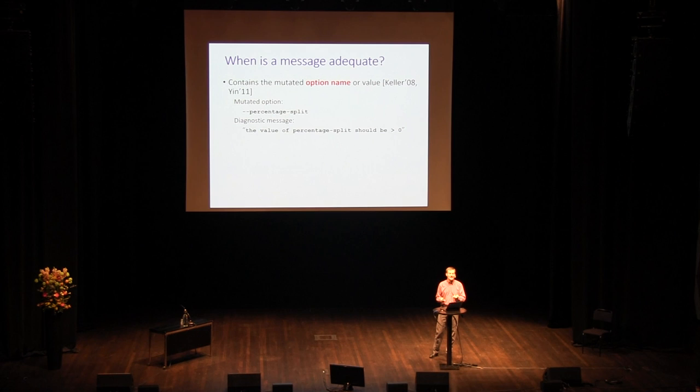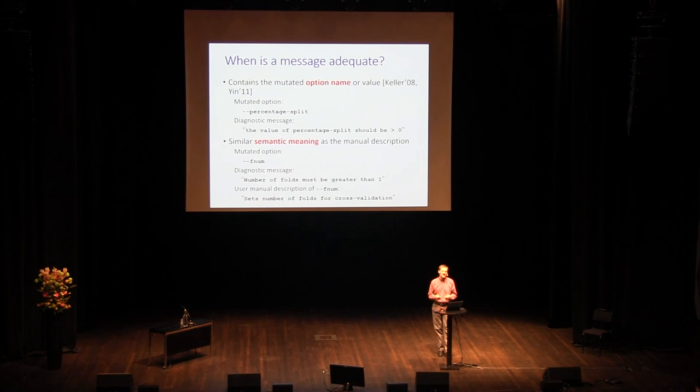Our contribution is to think about the semantic meaning. So for instance, if the mutated option is fnum, and the diagnostic message is number of folds must be greater than one, then if we look at the user manual's documentation of minus minus fnum, if that was sets number of folds for cross validation, then we say a user would be able to take that message and find the relevant section in the manual.